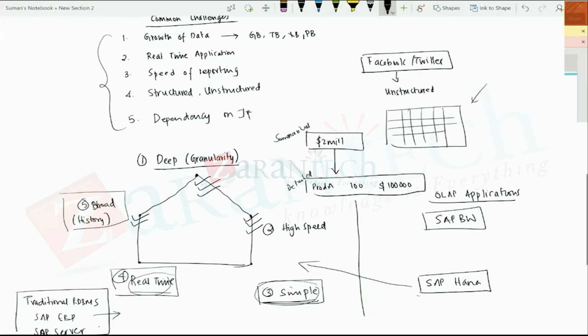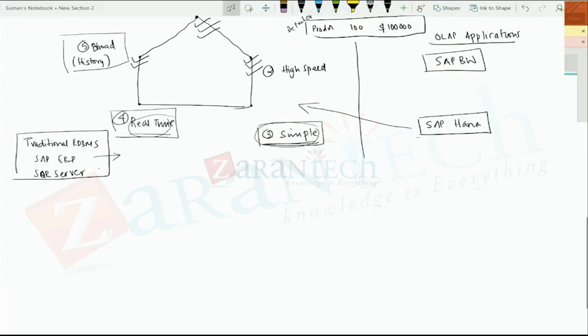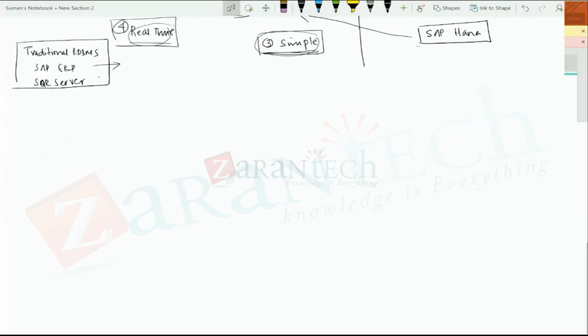Now that we have understood at a high level why SAP HANA has come into the marketplace, let's understand a little bit about what SAP HANA is all about. So that's what I'm going to be talking about now, starting with the introduction to SAP HANA. Before I do that, I'm going to take a pause and see if there are any questions so we can quickly handle those questions.